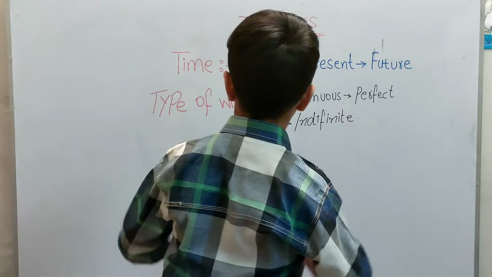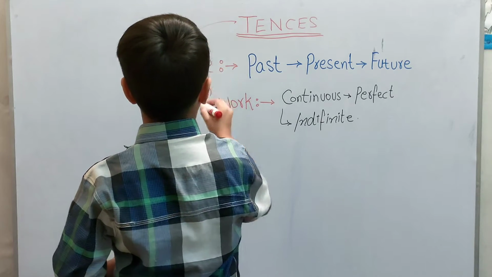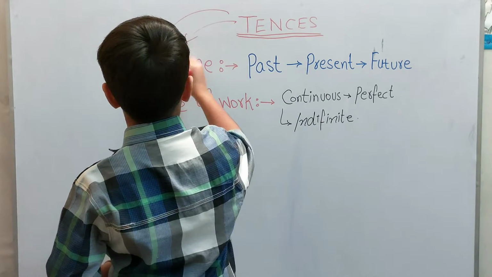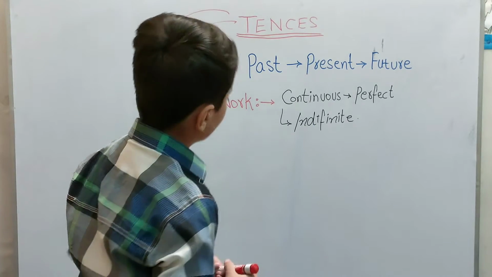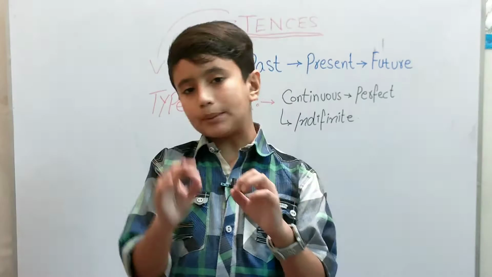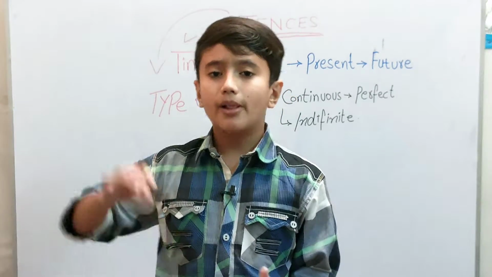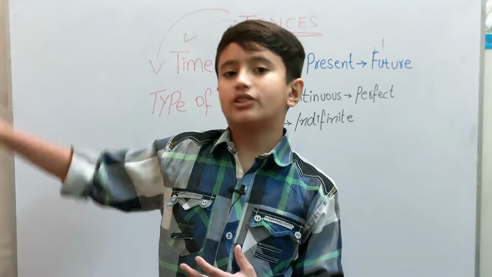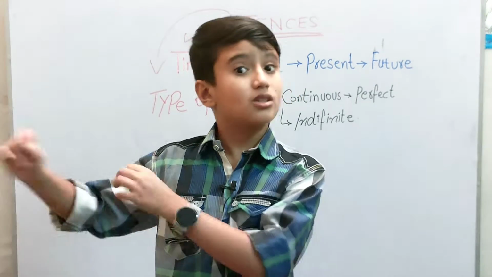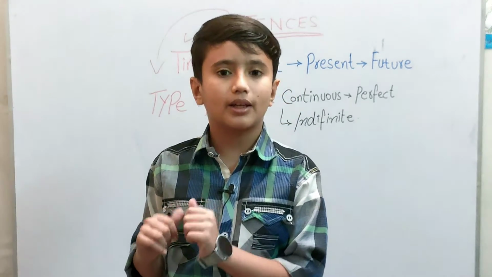Let's divide tenses into two parts. Number one is time. Number two is type of work. Now you may think, what is time and type of work? So time is when that thing happened. Like for example, that was yesterday. That was yesterday. So how can we say that that thing was happening yesterday?